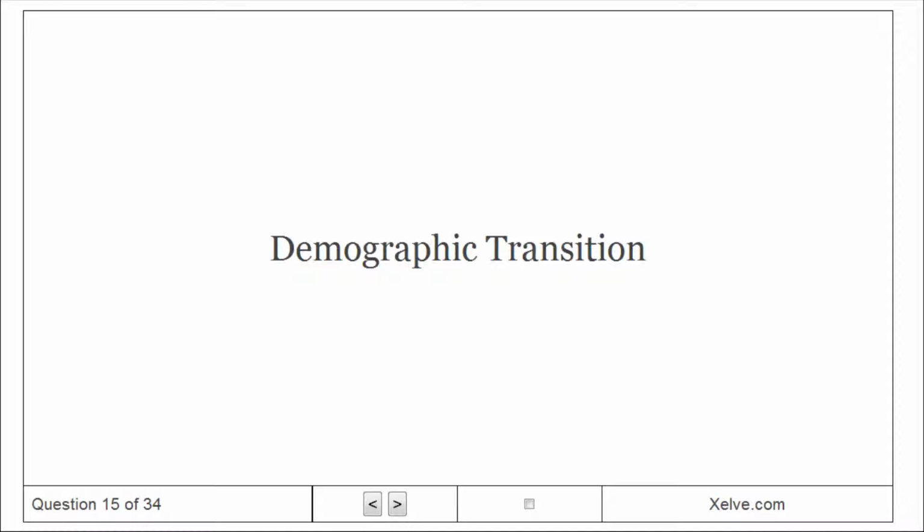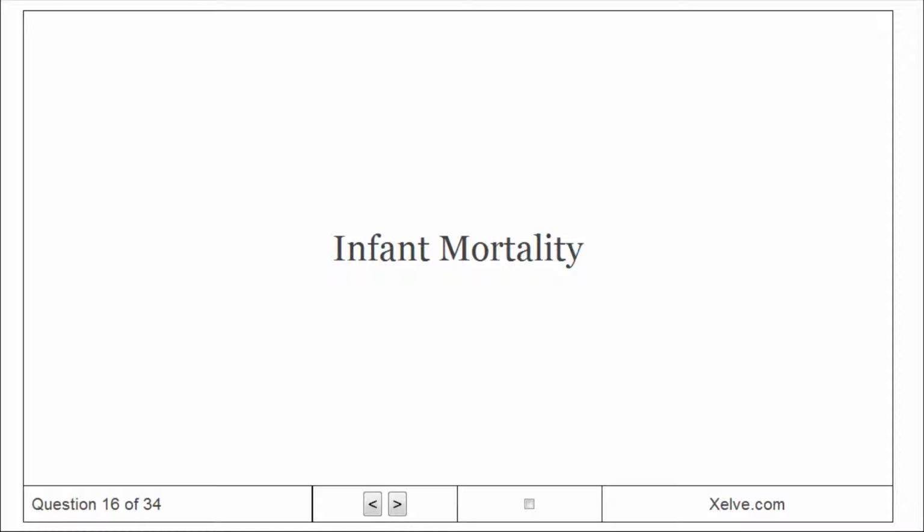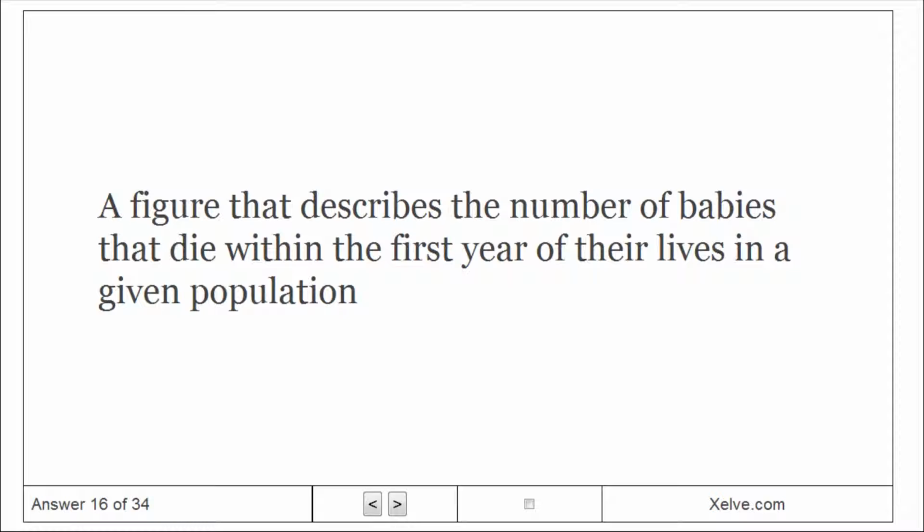Demographic transition. In a stable population, a shift from high birth and death rates to low birth and death rates. Infant mortality. A figure that describes the number of babies that die within the first year of their lives in a given population.